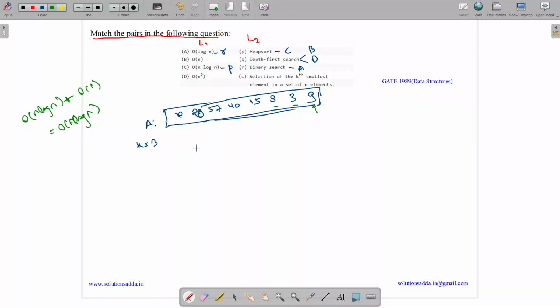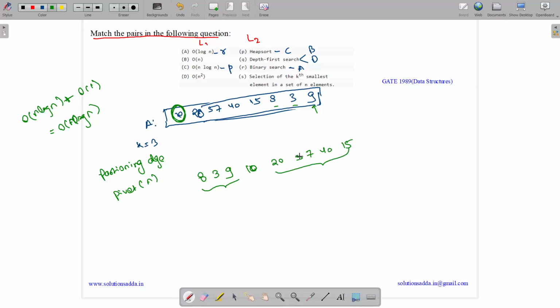So I will tell you a method. We will use the partitioning algorithm method. What happens here is that we select any item as the pivot, the first item we select as the pivot. Pivot selection complexity will be order of n. Then 10 will come at its position. All the items less than 10 will come on its left, like 8, 3, 9, not necessarily in the same order. And then we will have all the items greater than 10 on its right, 40 as well as 15, not necessarily in the same order.